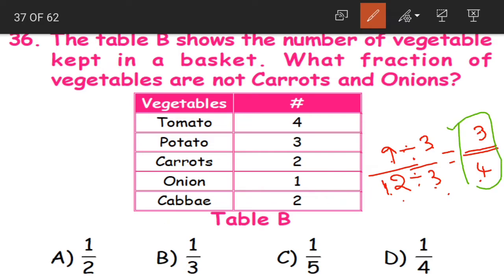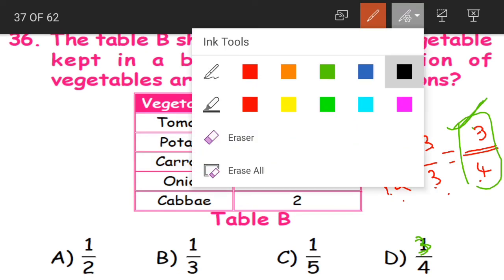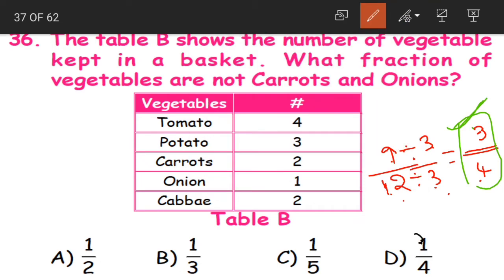But in the options we do not have 3 by 4. But children, the answer that we got is correct. So if we make option D as 3 by 4, let me erase this and write neatly. If we make option D as 3 by 4, option D becomes our correct answer, children. There is no other possibility. It is the only equivalent fraction that we can get.